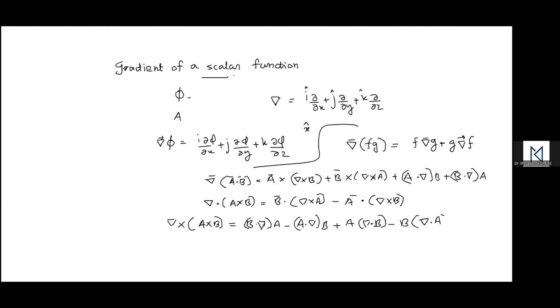One more equation, the fifth equation: del cross of a function f into A is equal to f into del cross A minus A cross del f.